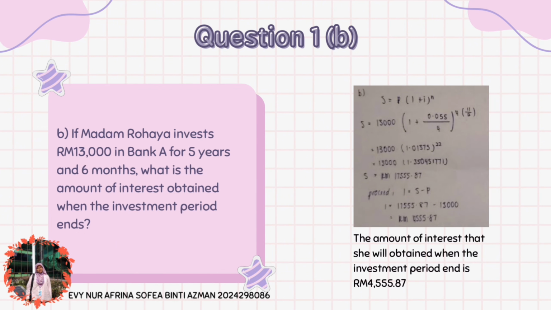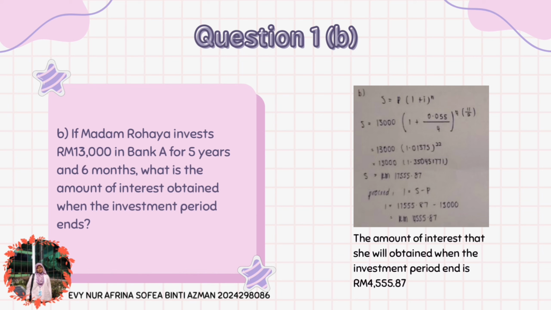We will insert the amount into the formula, which is S equals 13,000 open brackets 1 plus i, which is k over m, 0.055 over 4. Close the brackets and we will insert n, the power of n, for open brackets 11 over 2 close bracket.